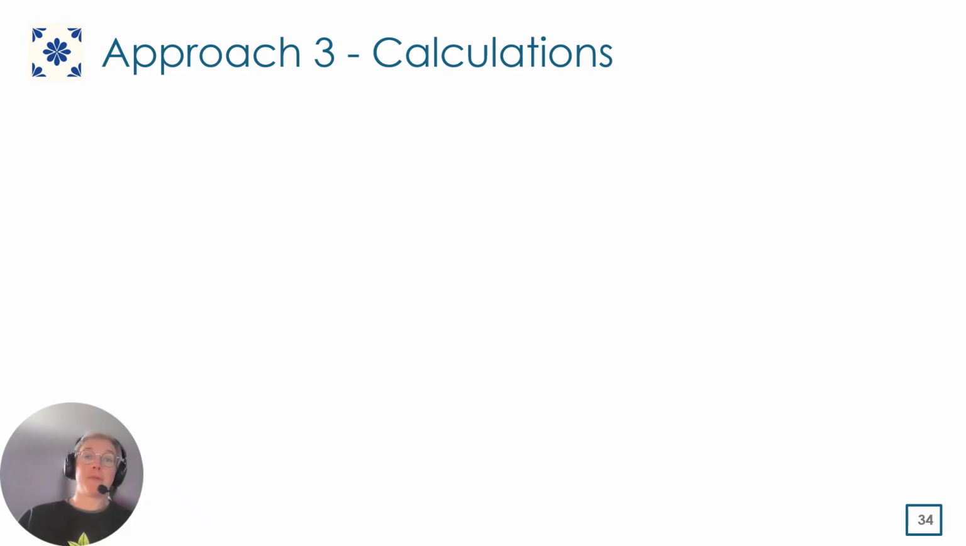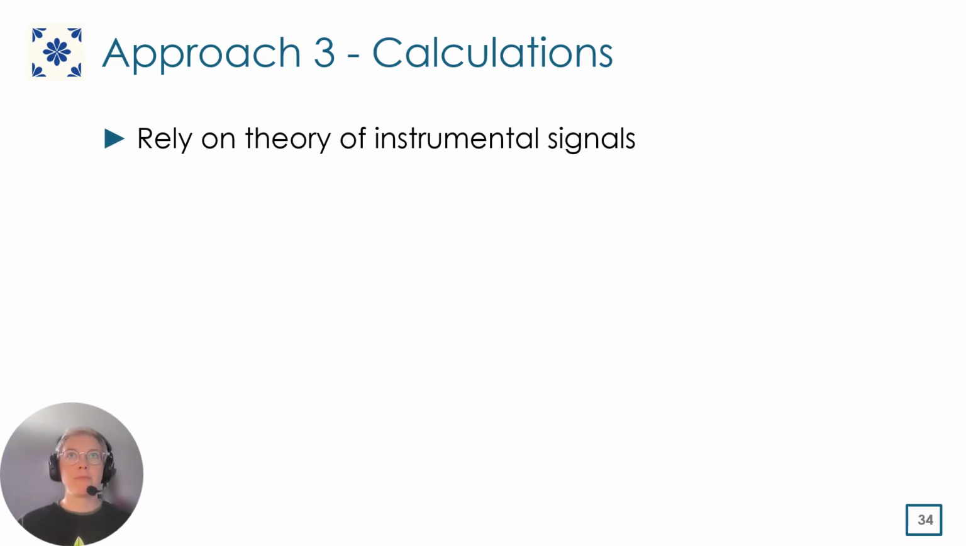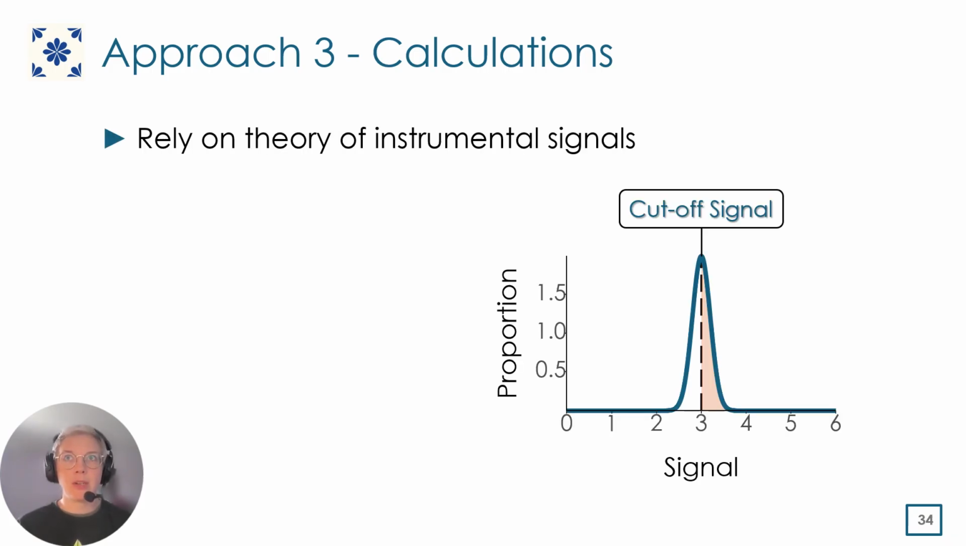Well, what if we rely on the theory of signals in analytical chemistry? We might just be able to calculate our way out of this. We've already said as much today. Spike 100 samples at the cutoff concentration, and you will get tiny differences in the measured signal just due to random error. Typically, we'll get a normal distribution of signals.